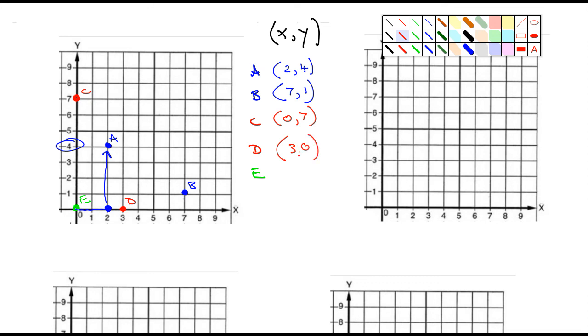And then finally E, that's also called what? This point right there, where you haven't traveled along the X or the Y axis, it's 0, 0. And that's also called the origin. Remember, the origin.